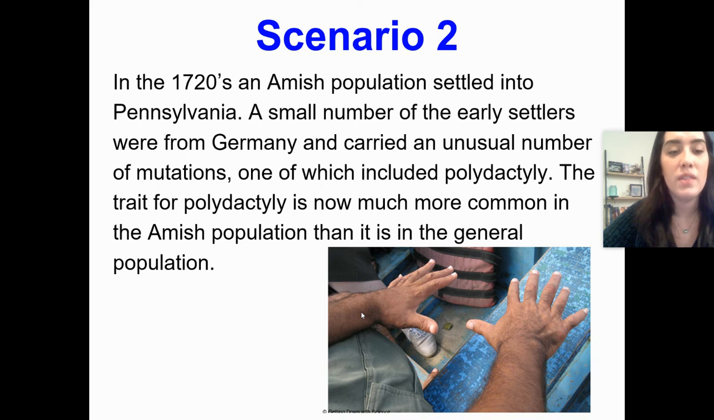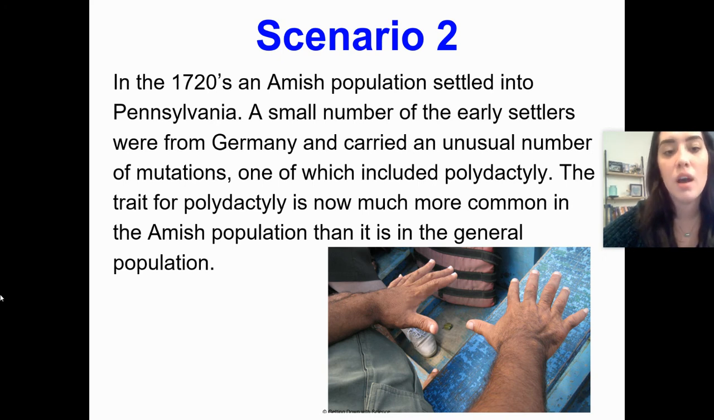The next scenario. In the 1720s, an Amish population settled into Pennsylvania, and a small number of the early settlers were from Germany and carried an unusual number of mutations, one of which included polydactyly, poly meaning many, and dactyly is the arrangement of your fingers. So it just means, if you look at this picture right here, people with more than 5 fingers on each of their hands. The trait for polydactyly is now much more common in the Amish population than it is in the general population. So think about it.